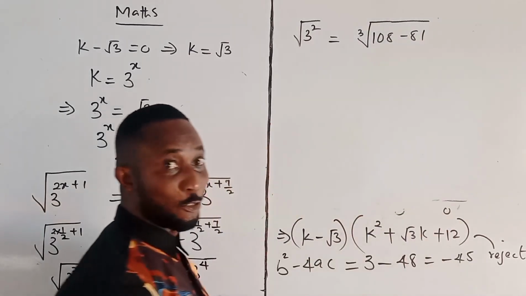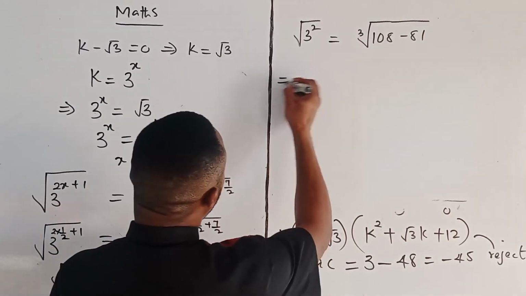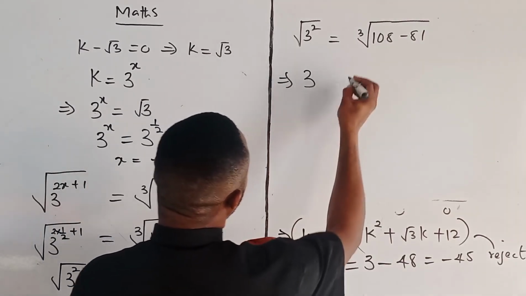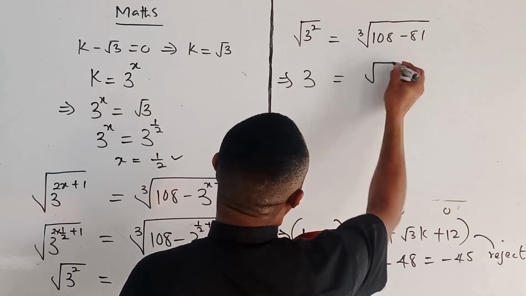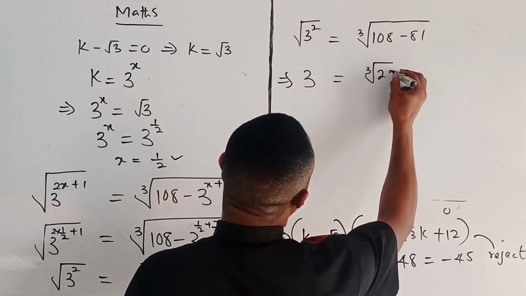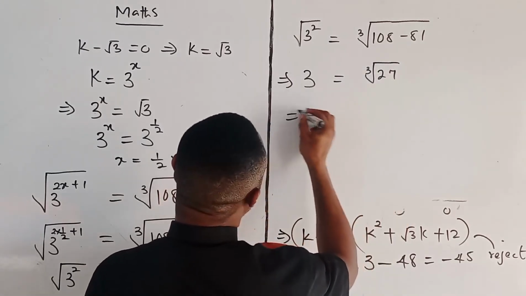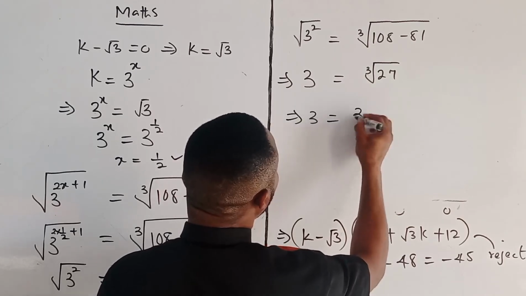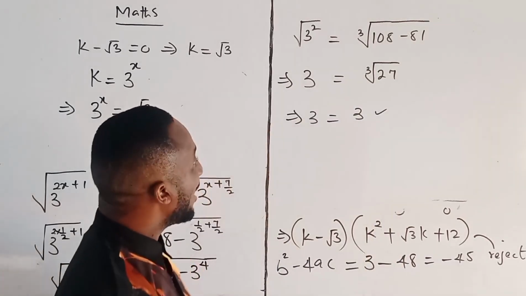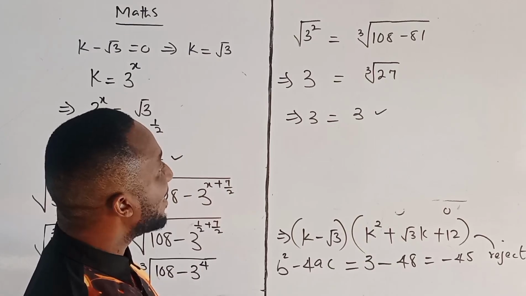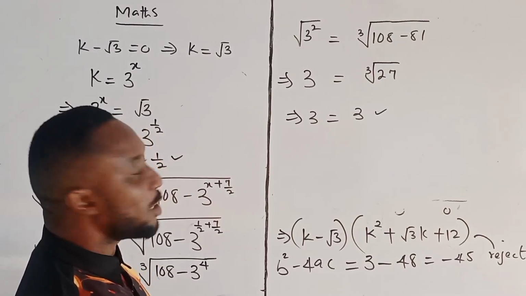Okay, indeed, this is true. It's actually 3. Now we have the cube root of 27. And the cube root of 27 is actually the same thing as 3. Since the left-hand side is equal to the right-hand side, it means that our solution is perfect.